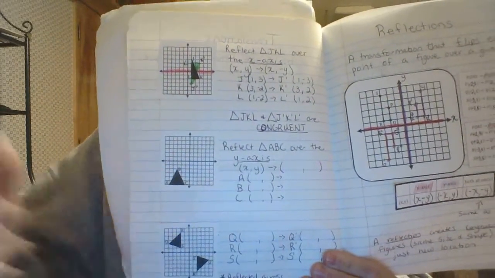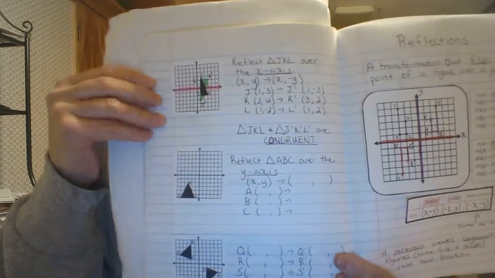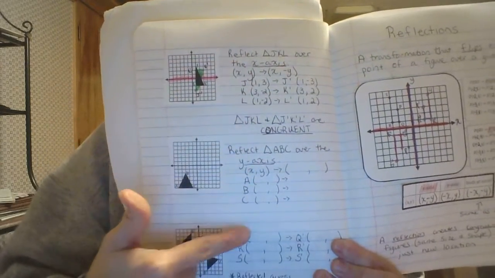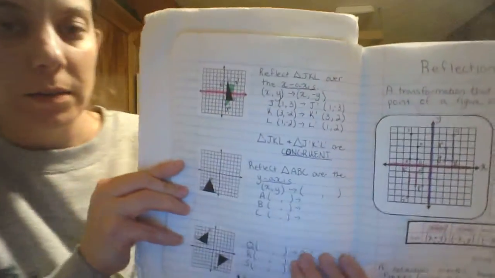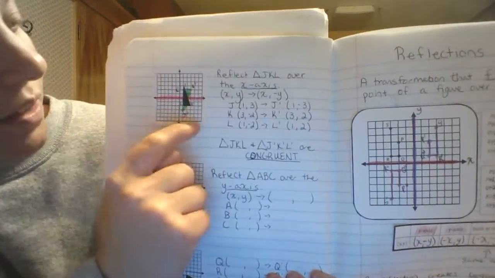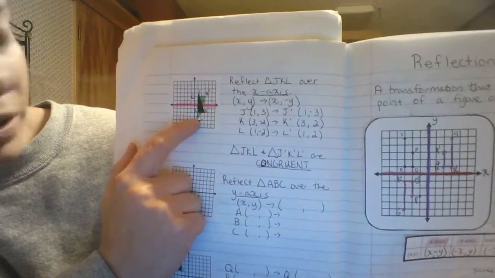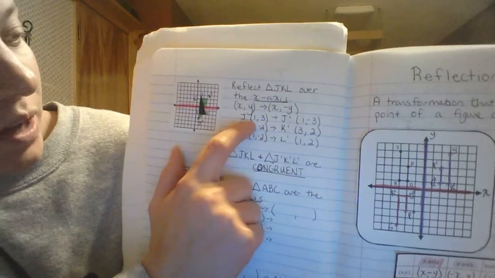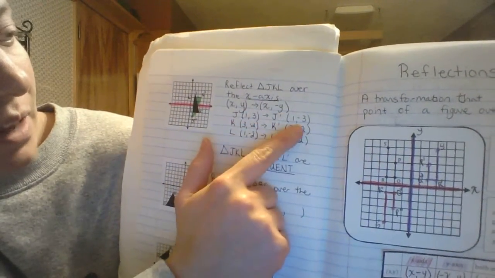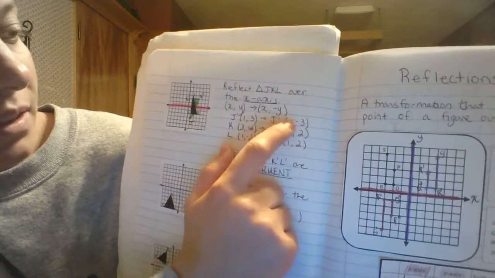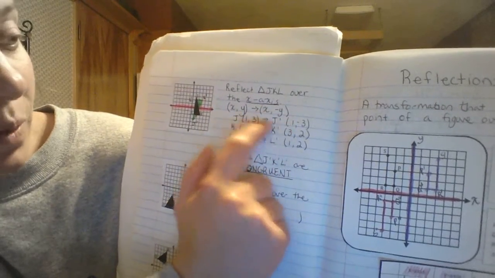All right, moving on to this page now. So here's the things that you need. I'm telling you how to reflect each one. I'm sure you can see that there. Now you'll notice this one looks a little goofy. I wrote out the points J, K, L, and I'm telling you, if you do the x-axis, if I use my rule, this is what you should get.